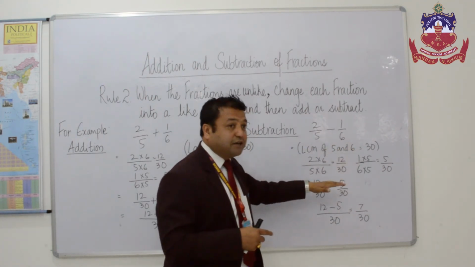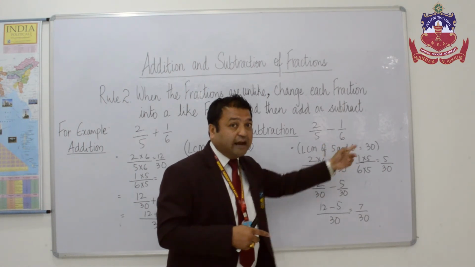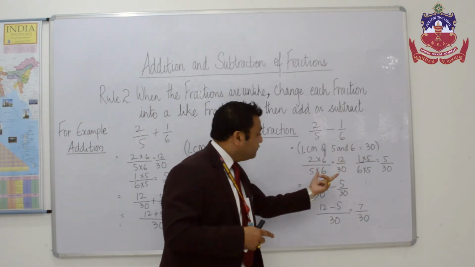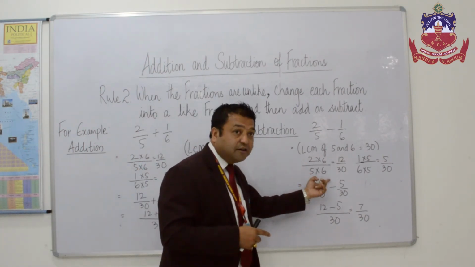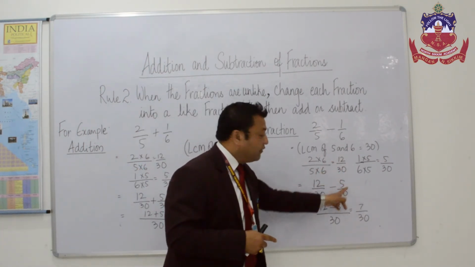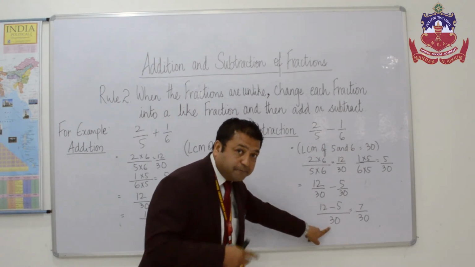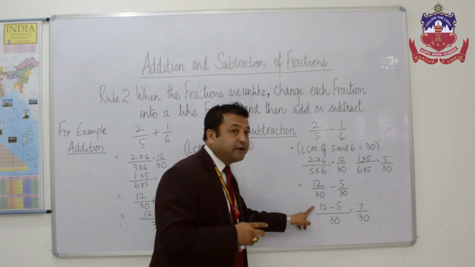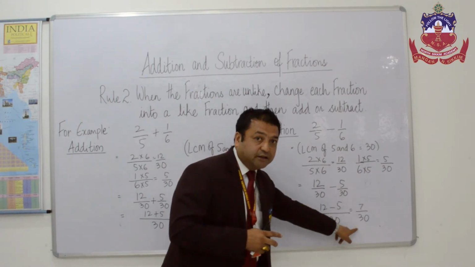I took the same steps. The denominators were different, I took the LCM, 5 into 6, that is 30. So I converted those fractions into like fractions. I got 12 by 30 and 5 by 30. So I retained the denominator, then subtracted the numerators. 12 minus 5, that is 7 by 30.